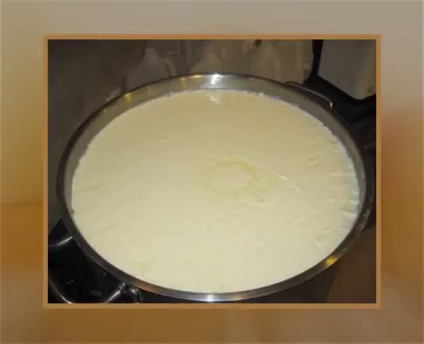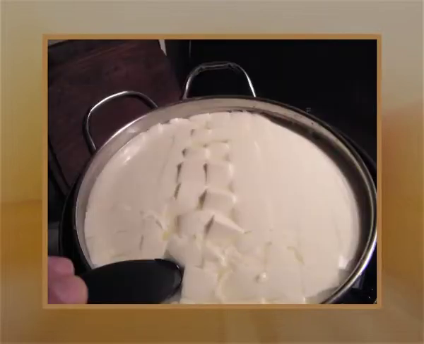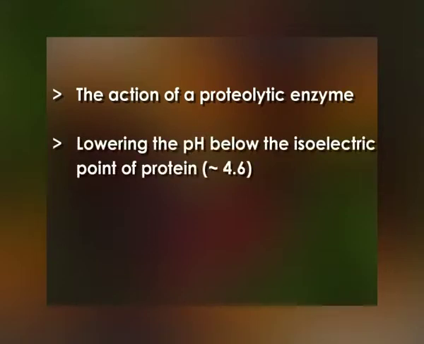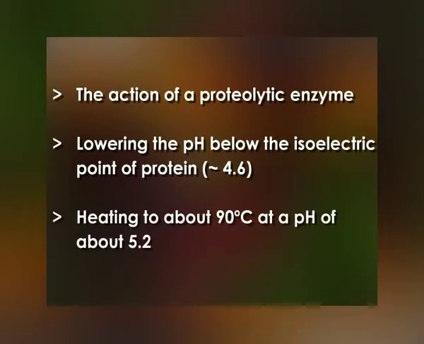Coagulation. Coagulation is the step during which the milk undergoes a profound physical and rheological change, that is, gelation. Milk gel is formed by aggregation of milk protein, the caseins. This can be accomplished by the action of a proteolytic enzyme, lowering the pH below the isoelectric point of protein, or heating to about 90 degrees Celsius at a pH of about 5.2, that is higher than the isoelectric point.